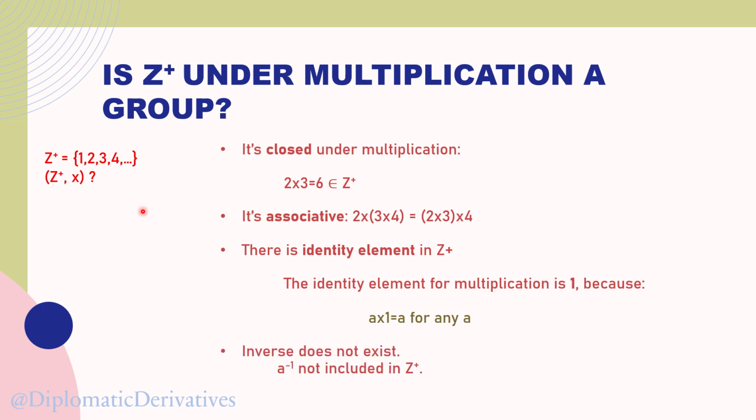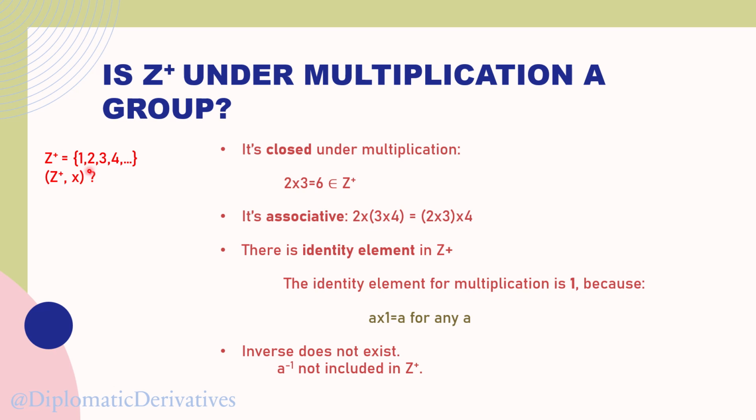So you get the same element. But the inverse does not exist. Now, the fourth axiom is not true for the set Z+ under multiplication. Why? Because a inverse is not included in Z+. For example, we take 2. What is the inverse of 2? It's 1 by 2, right?